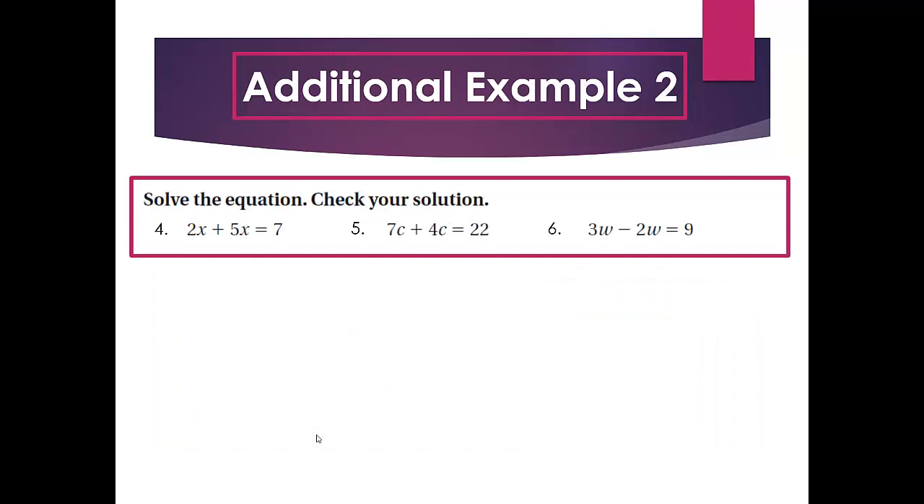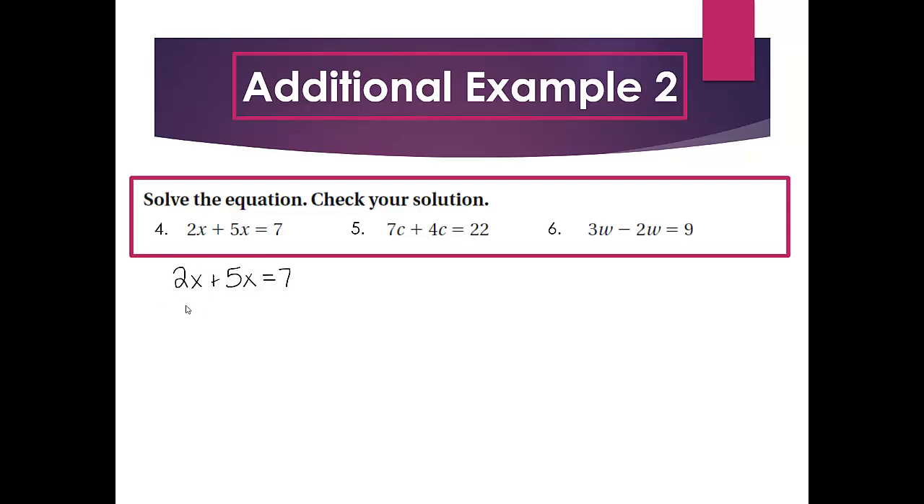Now we have an additional example. You can pause the video and try it on your own, or you may follow along. So for number 4, we have 2x plus 5x equals 7. So the first thing we need to do is combine our like terms. We need to combine 2x plus 5x.